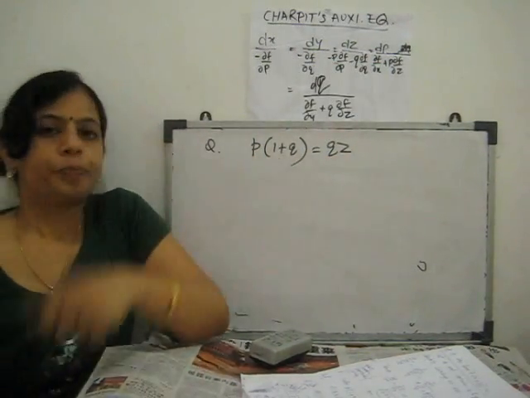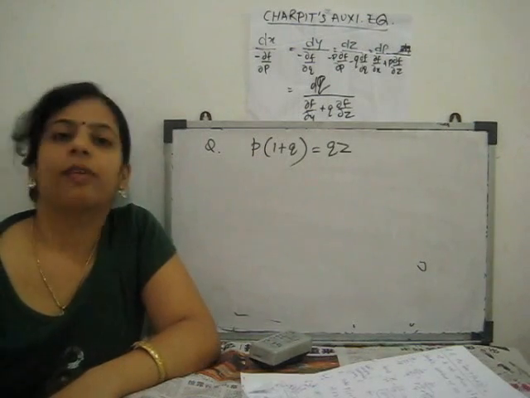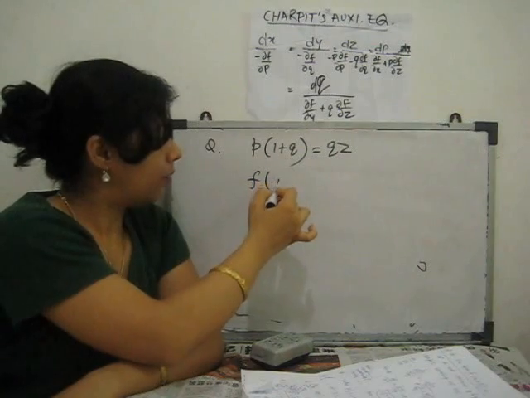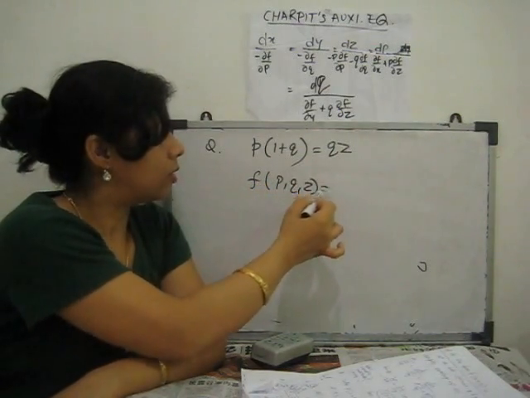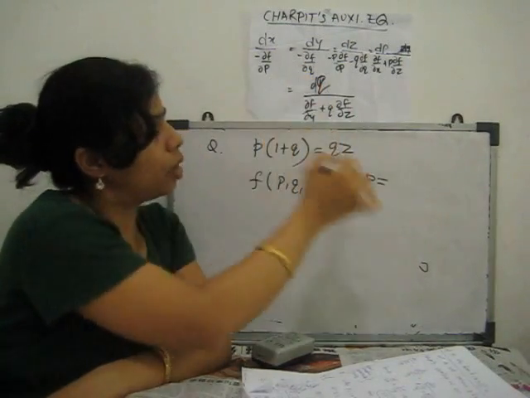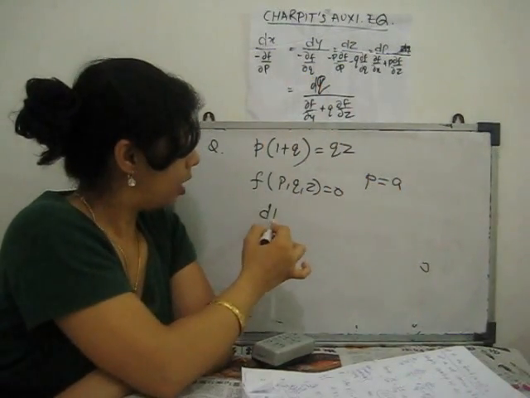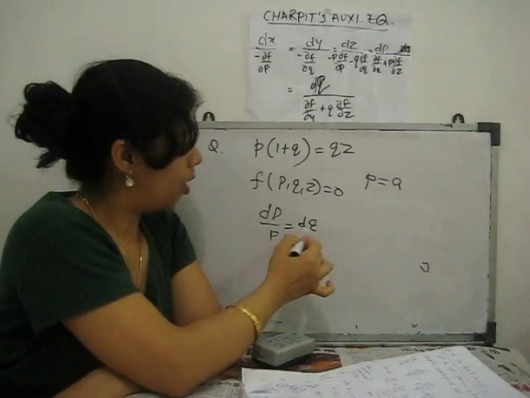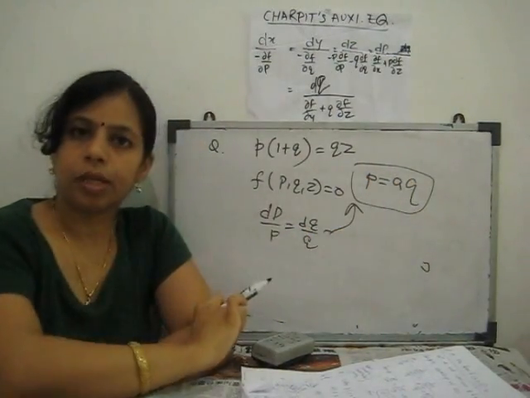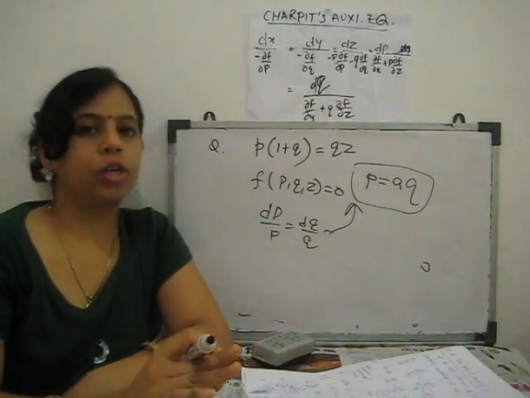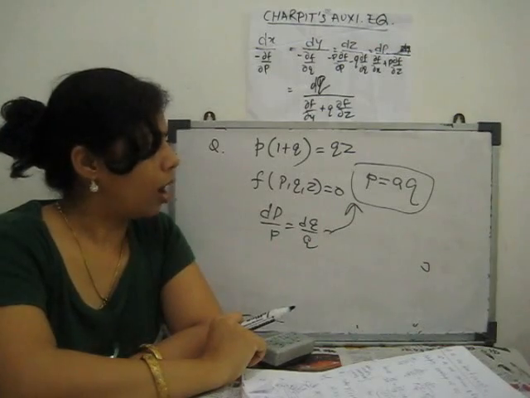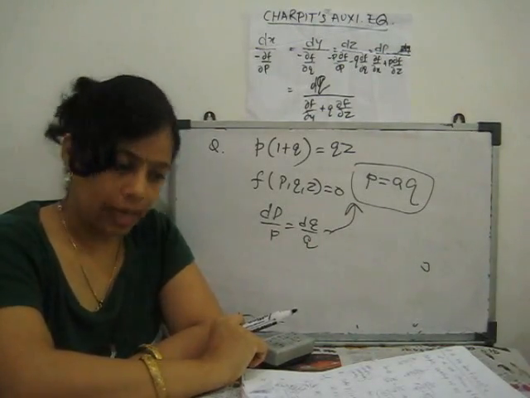Clear? See, in this case xy is not available. So our form, we can say this is in the standard form of p, q and z equal to 0. Xy is not available. Hence with Charpit's auxiliary method, dp upon p and dq upon q, we directly say p is equal to aq. Clear? So you need not derive it, you directly say this is in ZPQ form. So our p is in the form of aq.